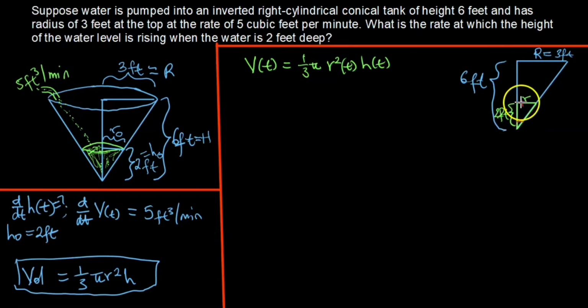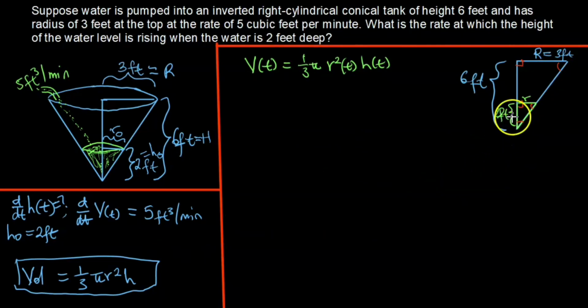Now these two triangles are similar because they share the same angle here. They are both right angle triangles. Since the two angles here are the same, these two angles must be the same, because the sum of interior angles of a triangle is 180 degrees. That means that these two triangles are similar, and by similar triangles, the ratio of the corresponding sides are equal.